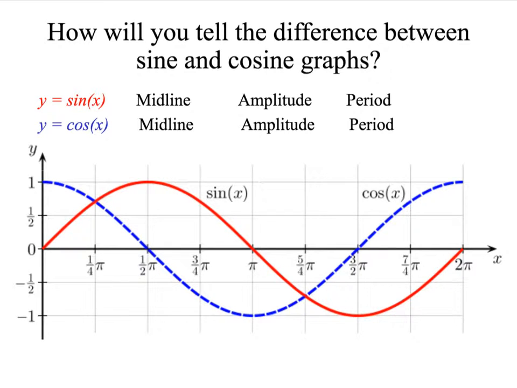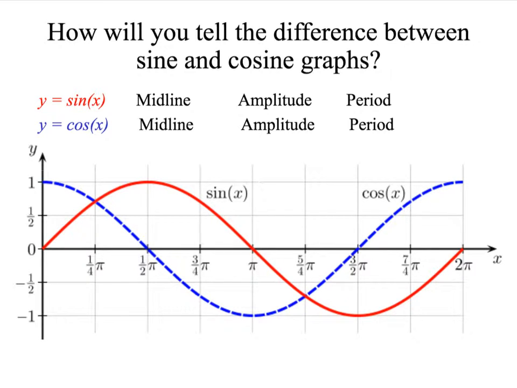Just remember, it comes from the unit circle. If you look at your unit circle, at 0, your sine is 0. Your cosine is 1. At pi over 2, your cosine is 0. Your sine is 1. And so forth. You could figure it out from a unit circle.